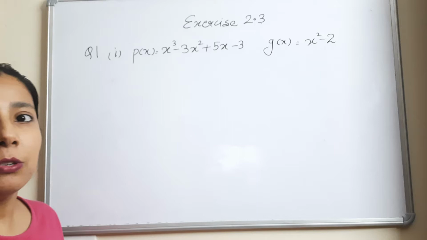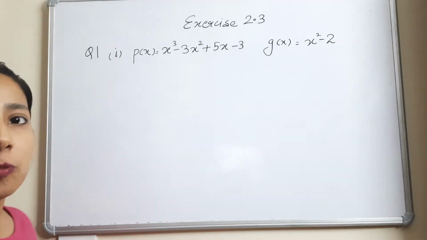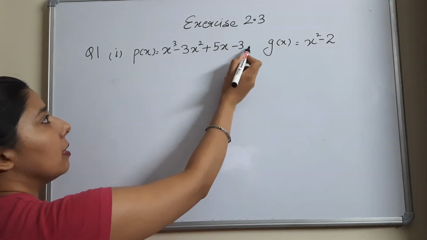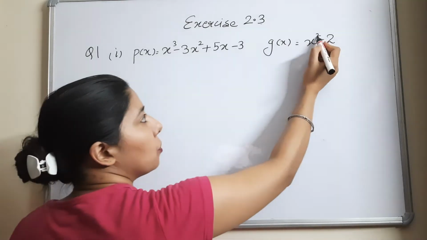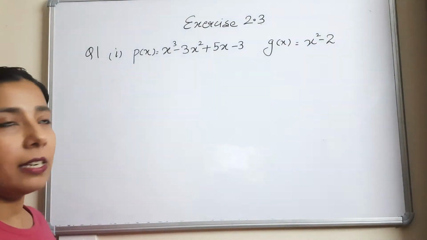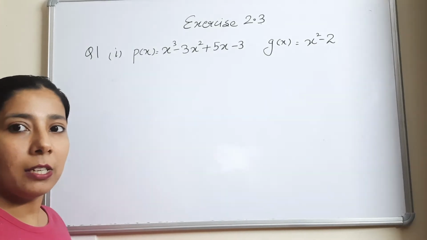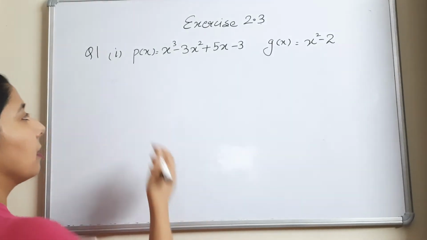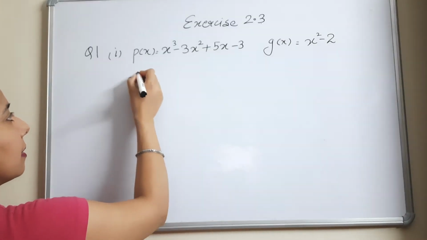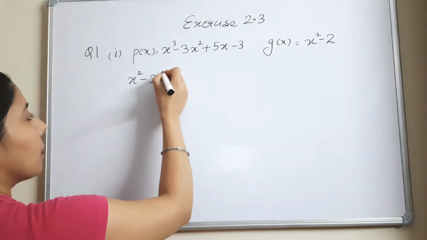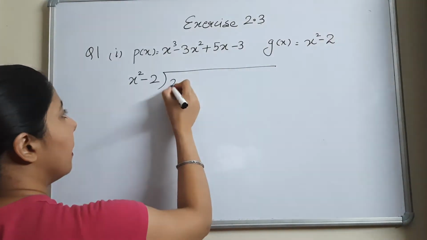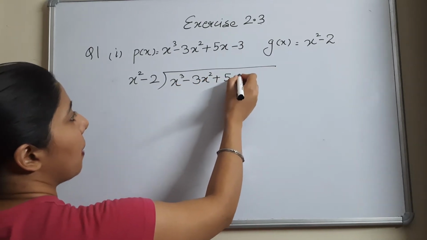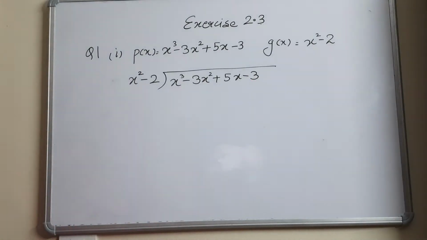Before division, you have to check the arrangement of degrees in the polynomial. The highest degree 3, then 2, then 1, then constant. So this is okay. Here it is 2 and then constant. This is also okay. In some questions the degrees are jumbled, so first of all you need to sort all those degrees in the polynomial. So let's start how we will do the division. We will write it as x square minus 2, and here x cube minus 3x square plus 5x minus 3. So let's start the division.